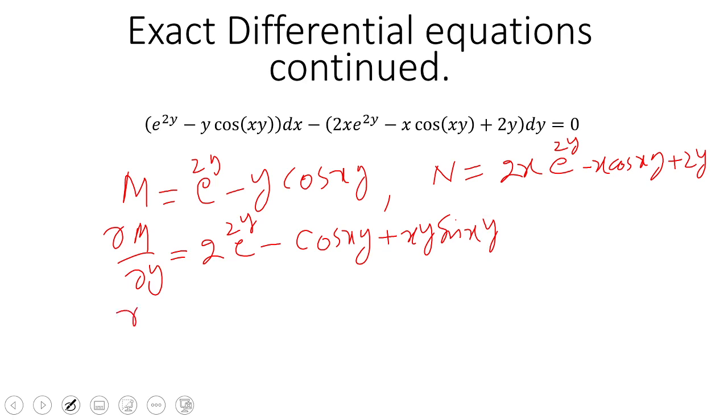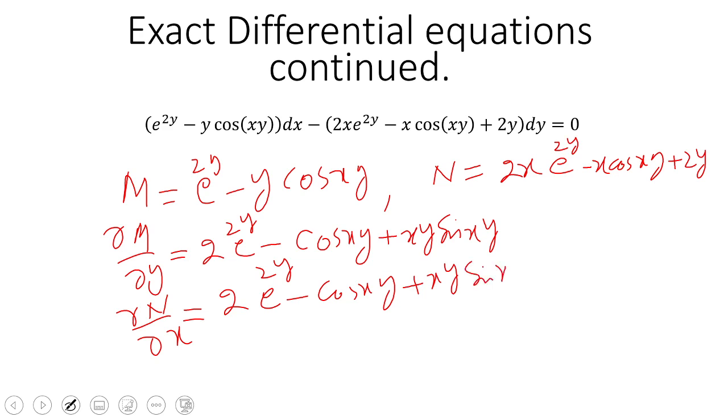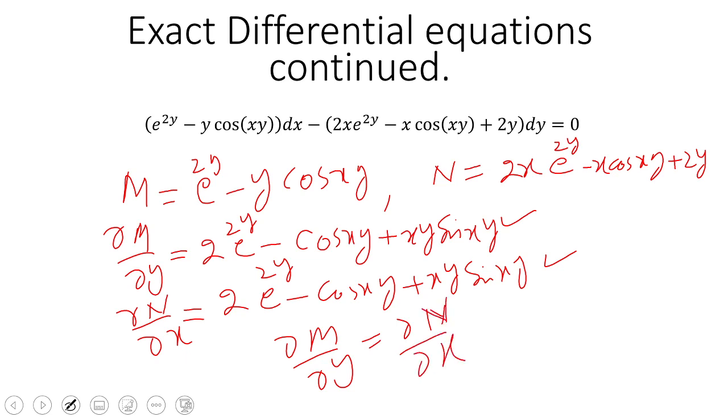Now differentiate N with respect to x. That is 2e^(2y) minus cos xy, and then cos will become plus, and with respect to x I will get x and y, and sine xy. So both are equal, that means partial M over partial y equals partial N over partial x. So the given differential equation is exact.